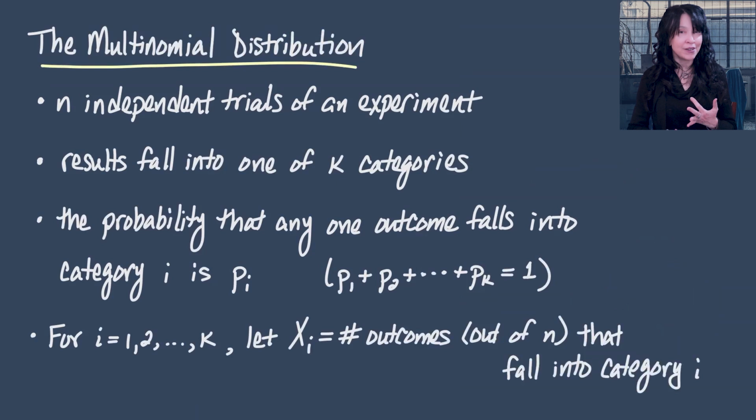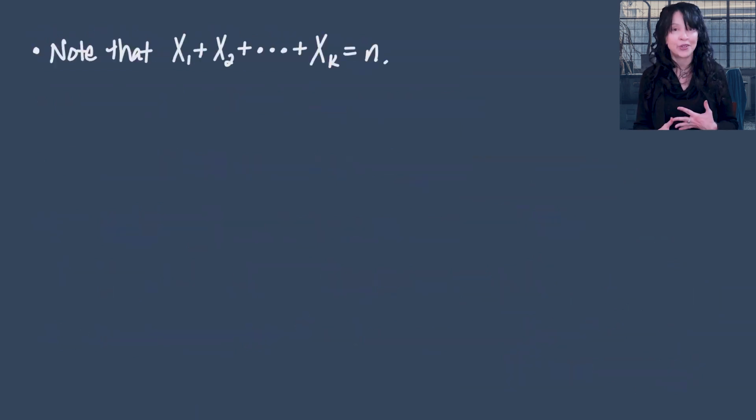Note that my random variables capital X1 through capital Xk have to sum to n because there's a total of n tries, and then we're throwing those tries into one of k buckets. And so if you count the number in the first bucket, the second bucket, and third bucket, and add them all up, there's a total of n. So these are definitely not IID random variables at all. They're quite dependent.